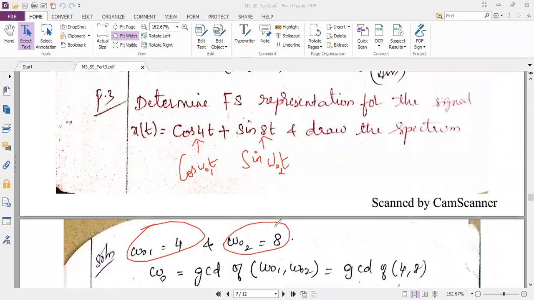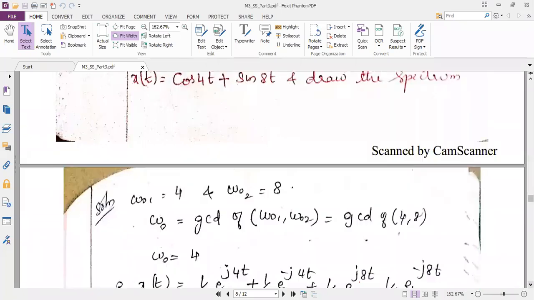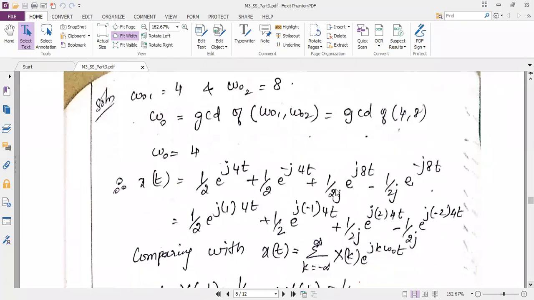Our work is finding the common omega naught. How to find the common omega naught? The formula is that I have to take the GCD of omega naught 1 and omega naught 2. You can see GCD on the screen. You know how to find the GCD. So, GCD of omega naught 1 and omega naught 2.